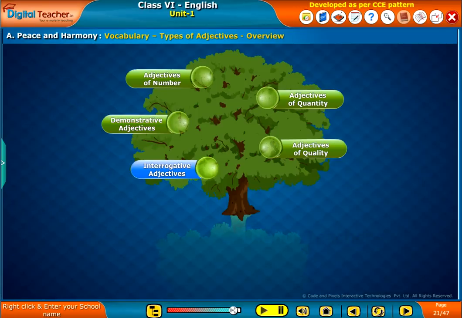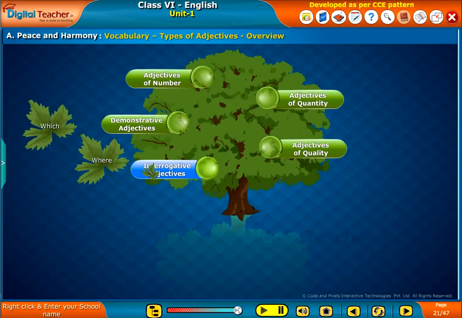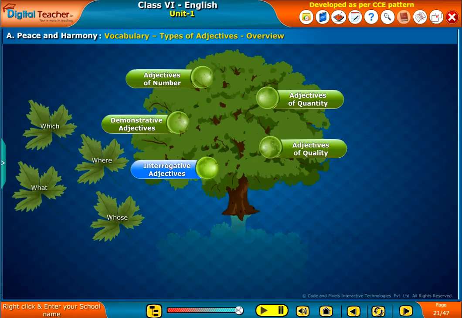Interrogative adjectives are used for questioning or interrogating. A few examples are where, which, what, whose. Listen to the following sentences framed using these adjectives. Which is your favorite sport? Whose pen is this?